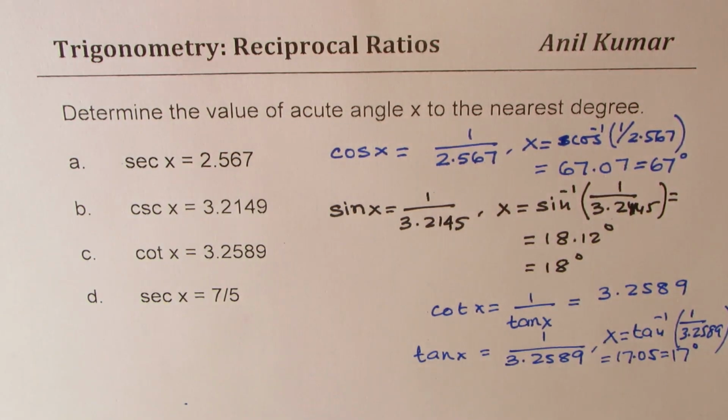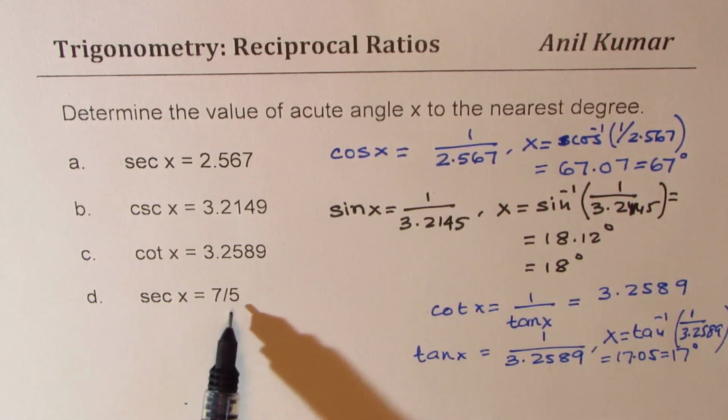So it is as simple as that. What I'm trying to show you here is that there is no need to write this step. We could have straight away written tan x as equal to 1 over that, since cot and tangent are reciprocal ratios, correct? So the last example here is secant x is 7/5.